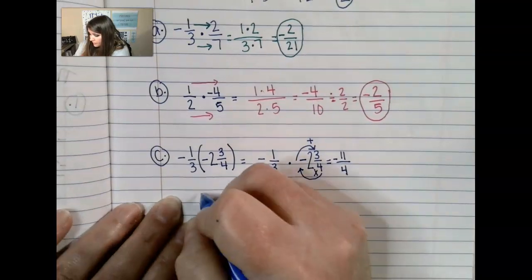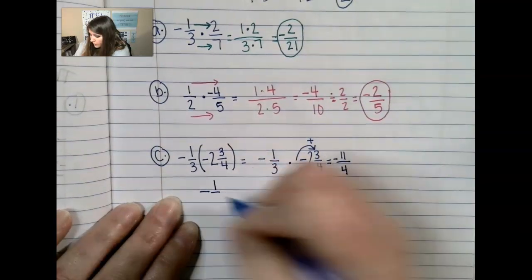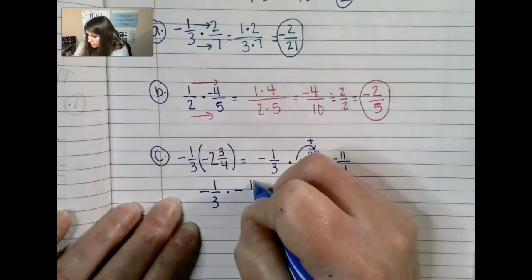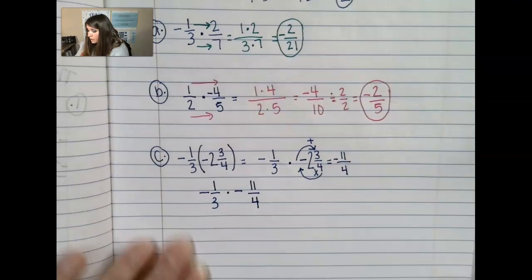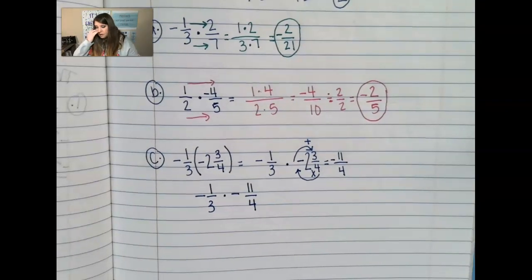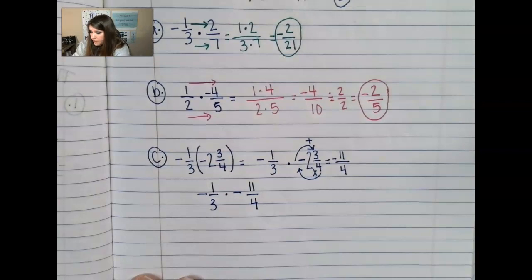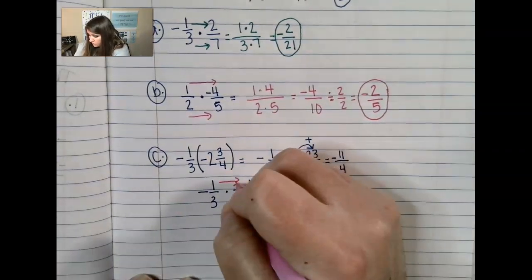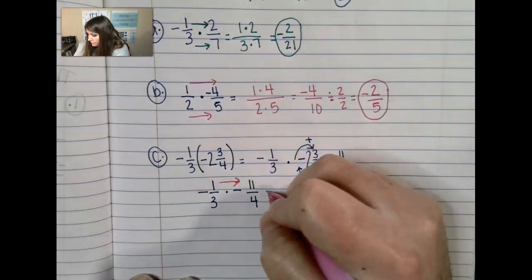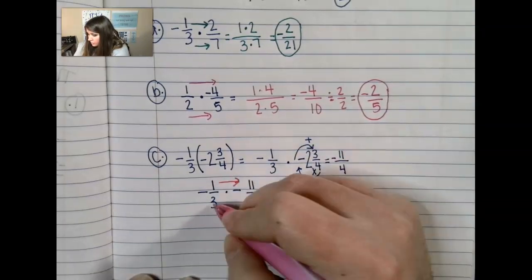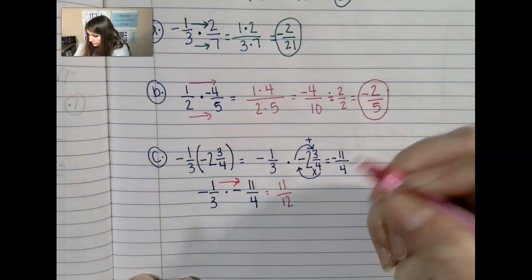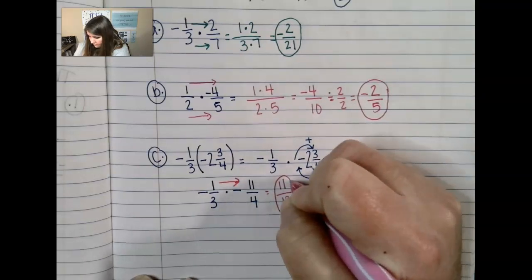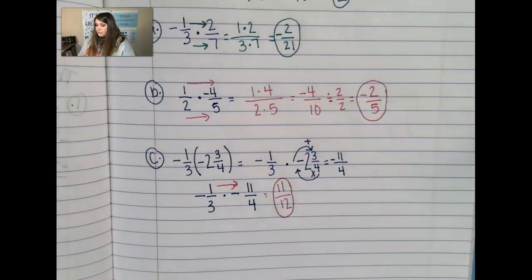So I'm going to go ahead and rewrite this problem. I am multiplying negative 1/3 times negative 11/4. Now that we have this, we are ready to just multiply straight across. 1 times 11 is 11. 3 times 4 is 12. And a negative times a negative is a positive. So I have positive 11/12.